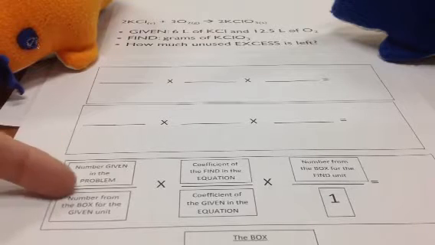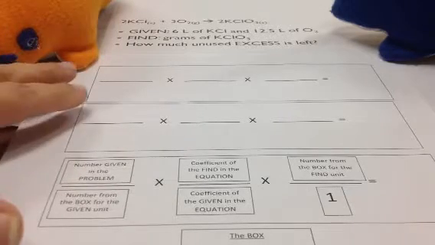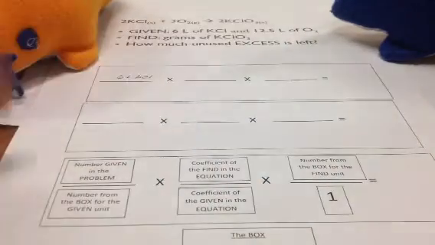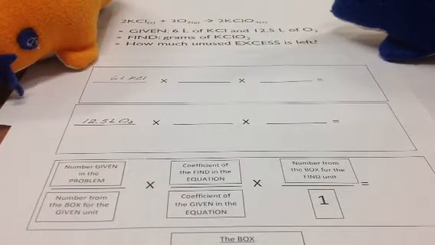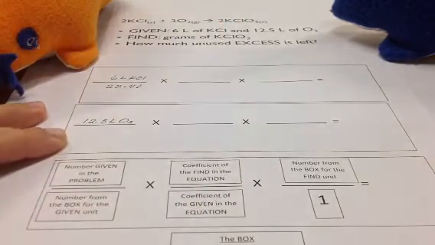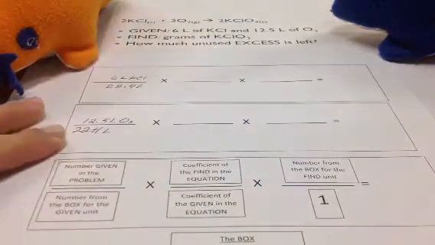This is the procedure to follow, which of course is on the belly of your mole. It's the number given in the problem, and I have two different problems here. I have 6 liters of KCl, and I've also been given 12.5 liters of the oxygen gas. So since I have two questions, I will have two setups. Both of these are asking me to need liters as my given amount. So that means I'm going to have to convert that. The conversion factor from the box for liters is 22.4. So both of these will need to be divided by 22.4 in order to convert the liters.